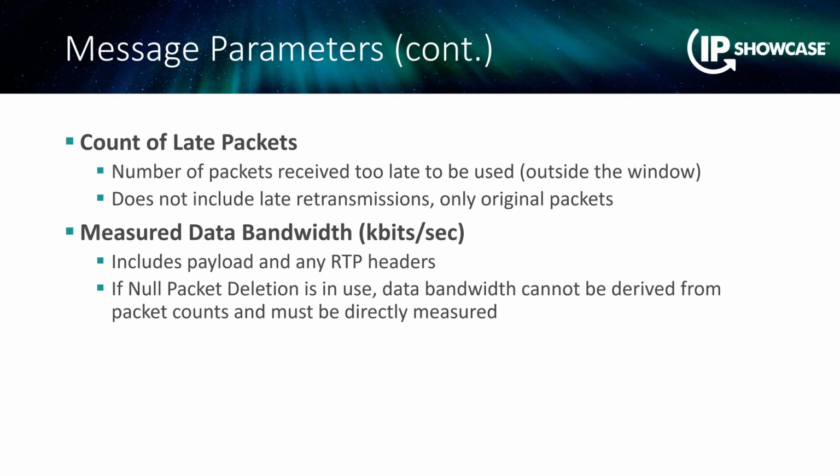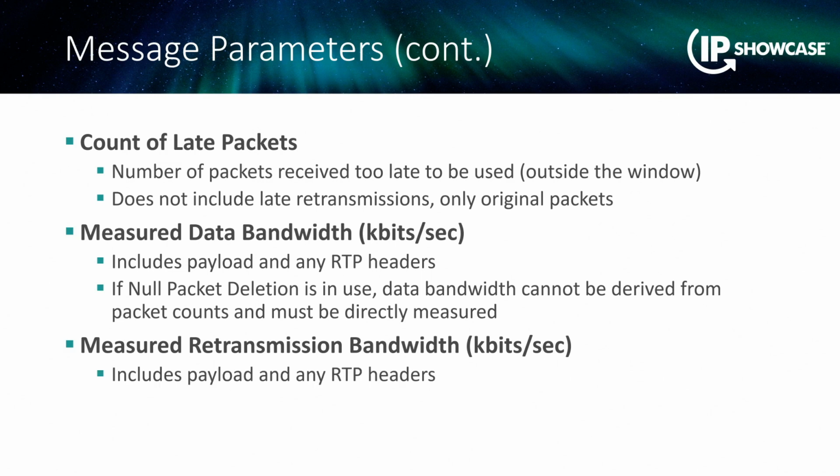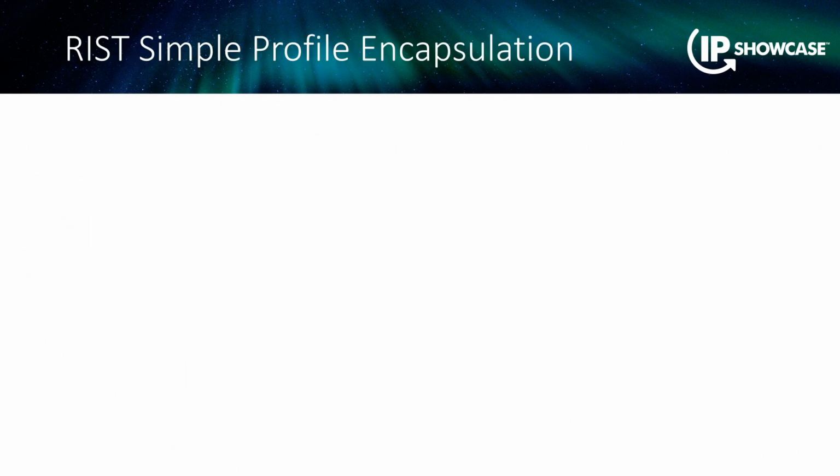Measure data bandwidth in kilobits per second. It's important to have that. You can derive that from the number of packets, because if you use null packet deletion, the packet size changes from packet to packet. So you have to do that. And measure retransmission bandwidth, same thing, in bits per second. So that's the message. So I described to you 45 bytes of message.